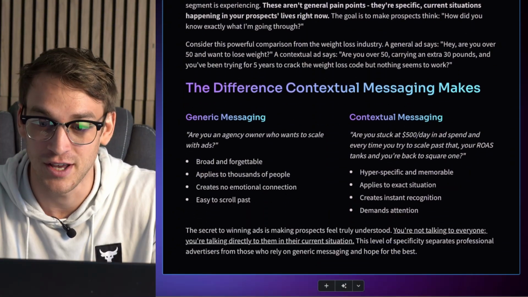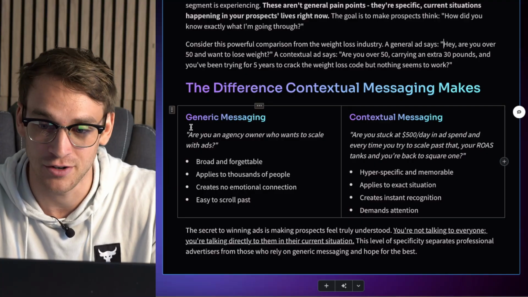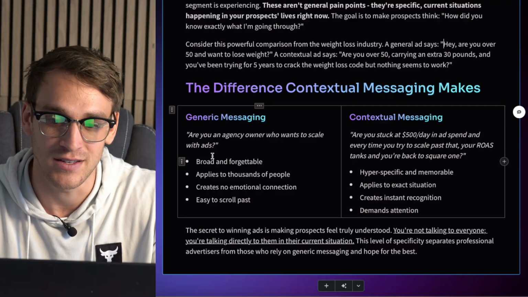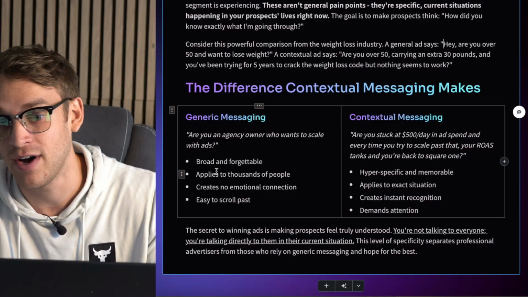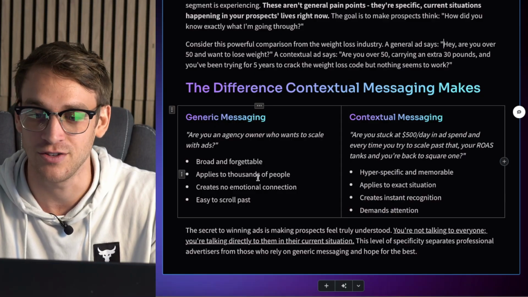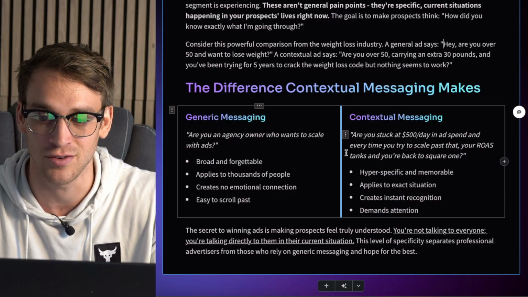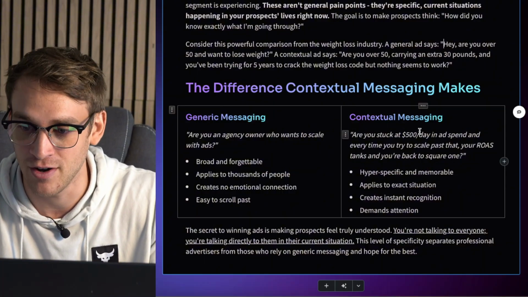And here's the difference that contextual messaging makes. Generic messaging, are you an agency owner who wants to scale with ads? It's broad and forgettable. It applies to thousands of people, some who are qualified, some who are unqualified, some who are broke, some who have money, etc. It creates no emotional connection. It's easy to scroll past. Right here in contextual messaging is, are you stuck at $500 a day in ad spend?